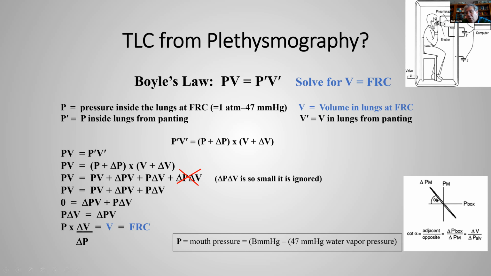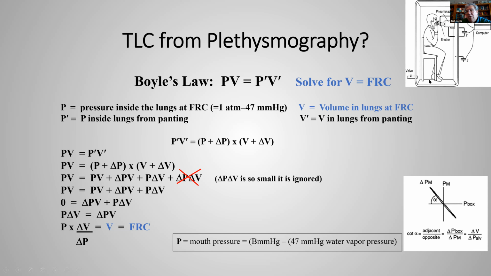And how you put your little tick marks of volume is, your body box is something that's very carefully crafted and calibrated so that for any change in pressure, you know exactly how much change in volume there's going to be on this axis. So we can make this a delta V over delta P. That's delta P, delta V down here. And then we simply know, what's the cotangent of that? You calculate your alpha, adjacent over opposite, and you end up with your FRC.